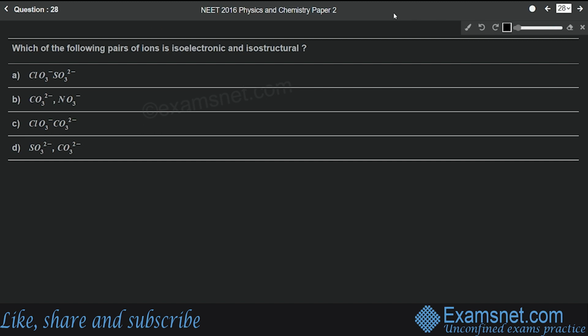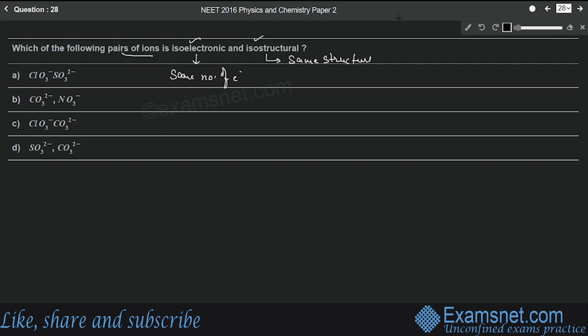Question number 28 is from the chapter Chemical Bonding and Molecular Structure, and the question is, which of the following pairs of ions is isoelectronic and isostructural? Okay, so isoelectronic means what? Having the same number of electrons, or valence electrons, and isostructural means having the same structure or the same geometry.